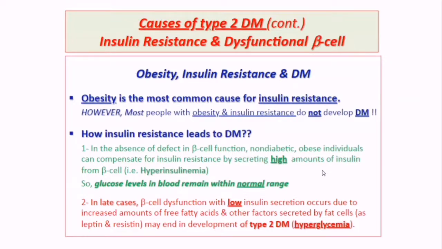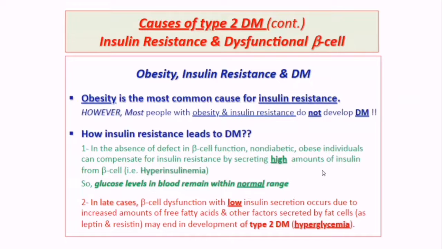Number one point is, in the absence of a defect in beta cell function, that is beta cell dysfunction, non-diabetic obese individuals can compensate for insulin resistance by secreting high amounts of insulin from the beta cell. That is, hyperinsulinemia protects them from diabetes. So glucose levels in the blood remain within the normal range at the cost of higher insulin production.